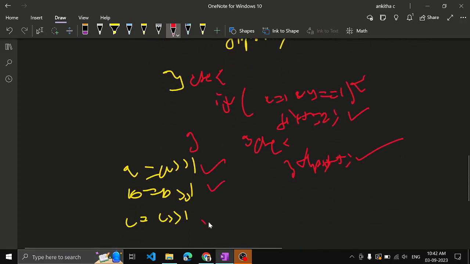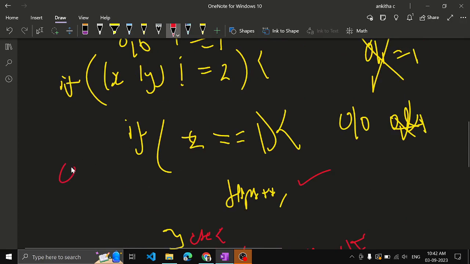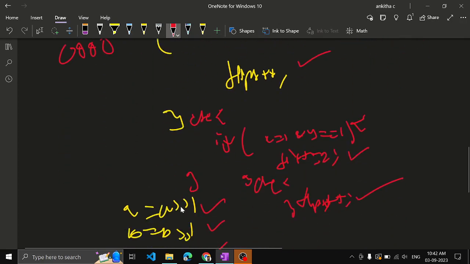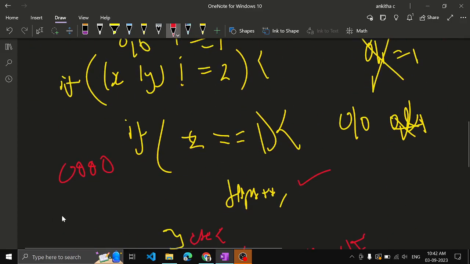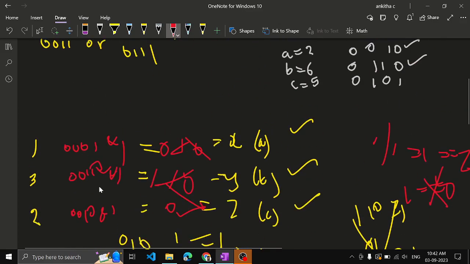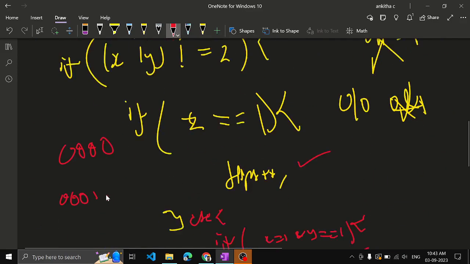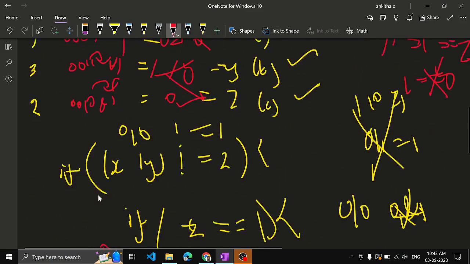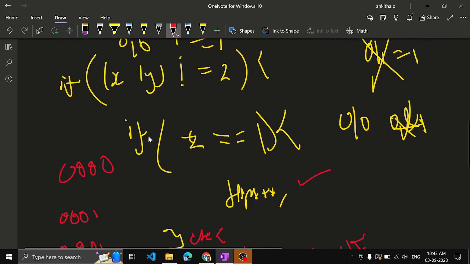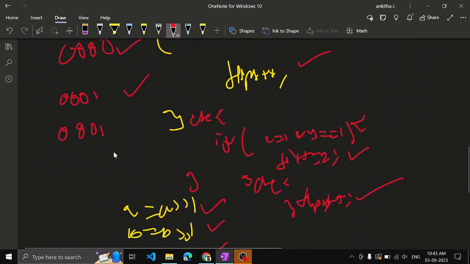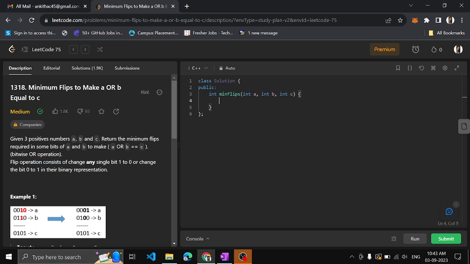Again you do right shift by 1 position. So a right shift by 1 position gives 0 0 0 0. Then b right shift by 1 position will give you 0 0 0 1, and c right shift by 1 position will give you 0 0 0 1. Fine. So should we continue the loop still? Yes, until all of them become 0, we have to continue the loop. Again you do the XOR operation, same thing will be done. Same procedure will proceed. So we should quickly code this now.